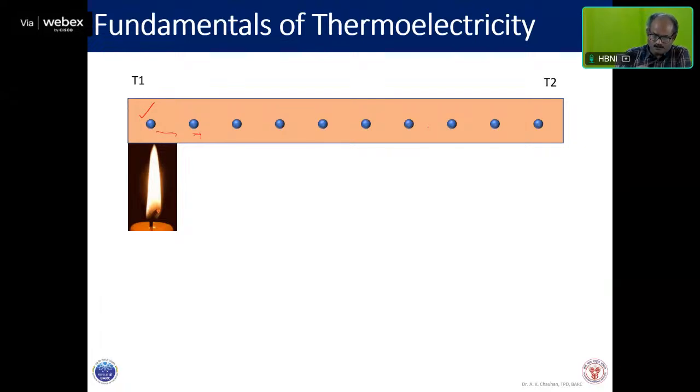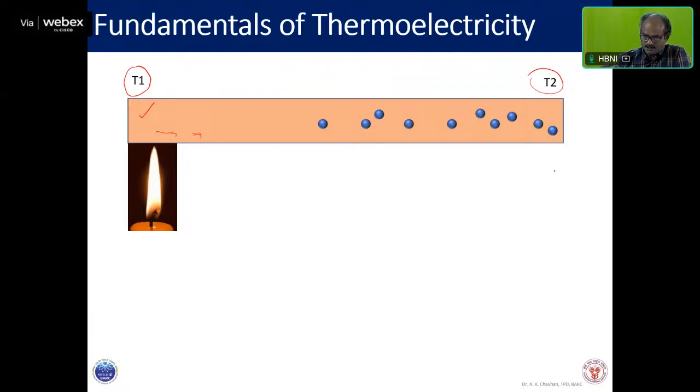So over a period of time, suppose the temperature, which was initially uniform at both ends, will now be different. Let us consider here it is T1, here it is T2, and T1 is greater than T2. With this increase in temperature, these electrons will move towards one side.